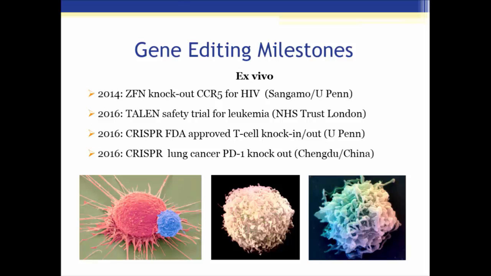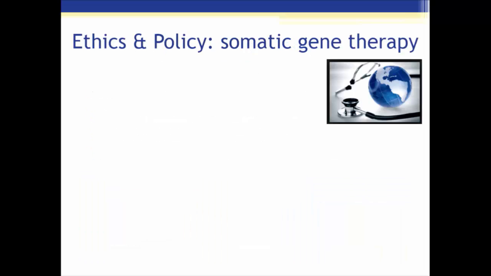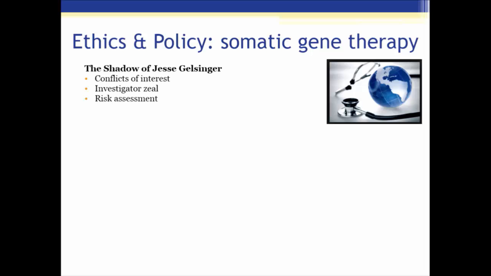In 2016, last year, two notable approvals for CRISPR. One was an FDA-approved trial for a T-cell knock-in and also a knockout arm to the study at UPenn. And then the Chinese reported in 2016, I believe just a little bit after this report, that they were using CRISPR for a knockout in PD-1 in lung cancer. 20 patients were enrolled in that study. So these are, I remind you, ex vivo approaches, but just to say that they are in the clinic or close to the clinic. So with all of this in mind, as a background, what does this mean for ethics and policy?